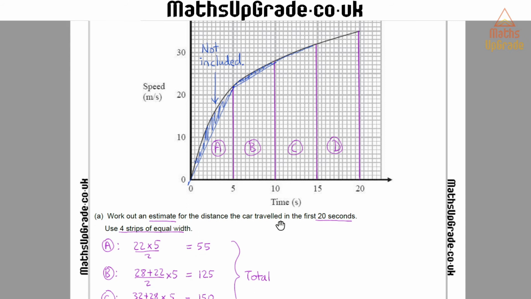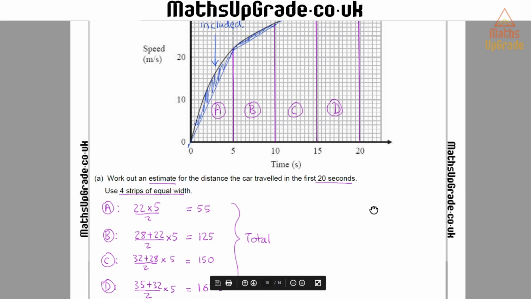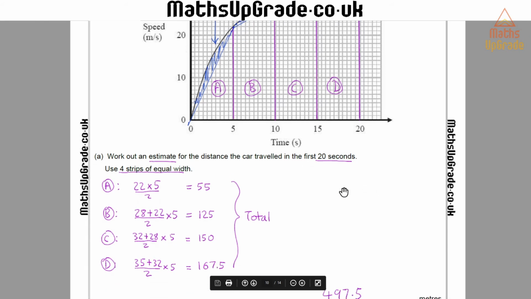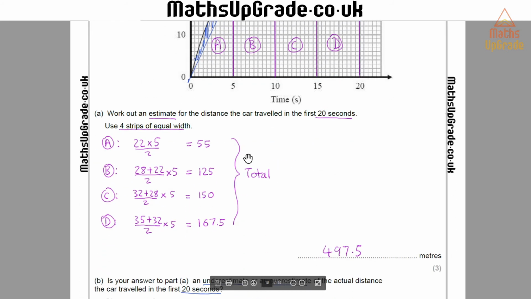So for section B, for example, the parallel sides are 28 and 22. Divide that by 2, and times by 5, and you get 125. Similarly for C and D, the answers are there. And then the total distance travelled in those 20 seconds is given when you sum those values up. That's 497.5 meters. Okay, that is 3 marks for that part of the question.